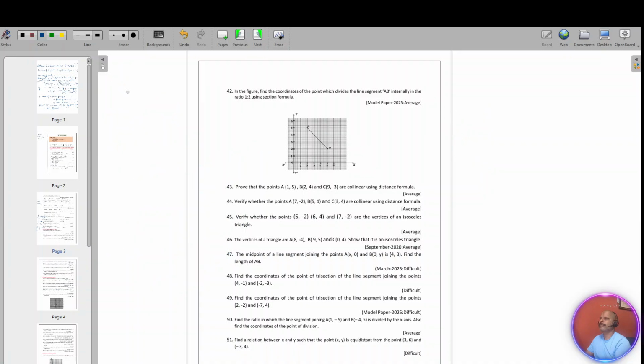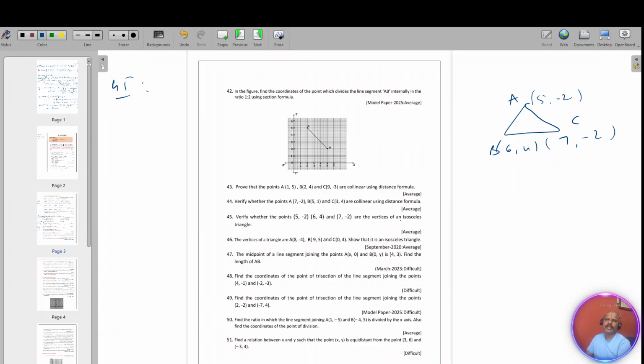We'll move to the 45th question. I'm just giving a clue here because we have solved every question in the previous mains, 1 marks, 2 marks. Now for 3 marks you will already have the knowledge. Only extensive things you have to apply. In the 45th you will see: verify whether these points are the vertices of an isosceles triangle. The points are 5 comma minus 2, 6 comma 4, and 7 comma minus 2. A, B, C you will assign.